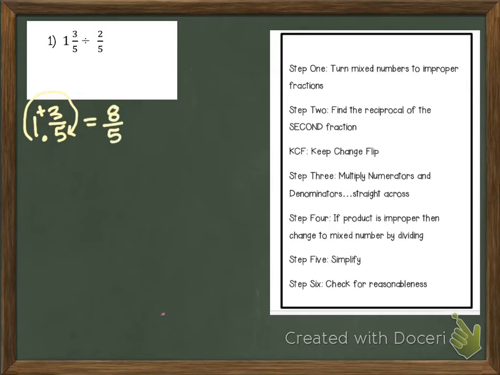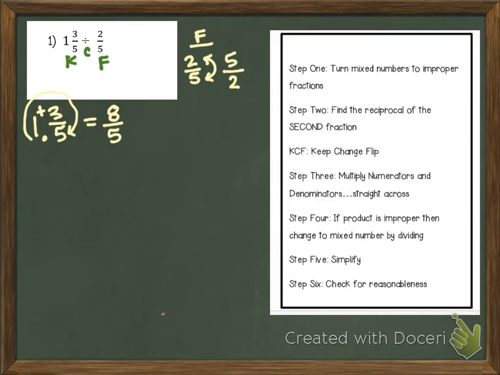Now your next step is going to be to find the reciprocal of the second one, because what we do here is we keep, change, and flip. So reciprocal of the second fraction is where we're flipping. So 2/5, our denominator becomes our numerator, and our numerator becomes our denominator.